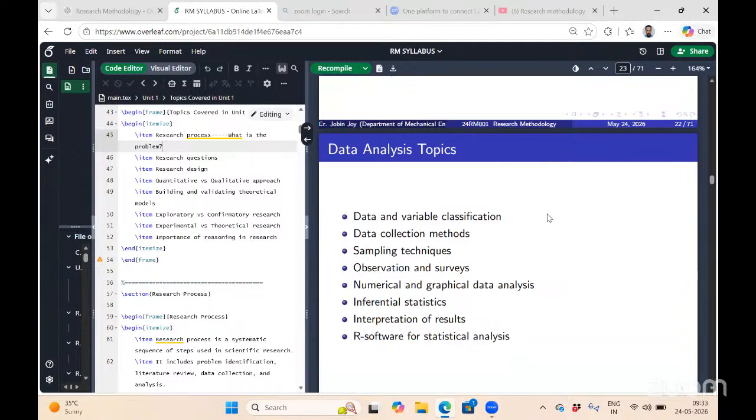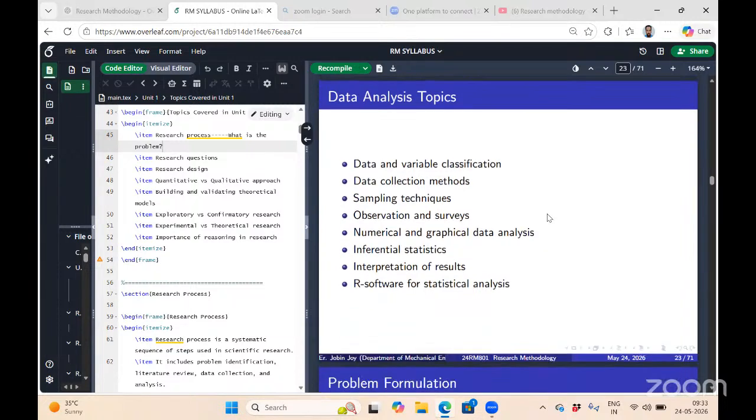So, data analysis topic, data and variable classification. Data and variable classification organizes data into categories. So we have data, right? We organize the data into categories for analysis. Before analysis, we have data and variables. We have to classify the data and variables and organize this data into different categories so that we can analyze it properly. That is what is called data and variable classification.